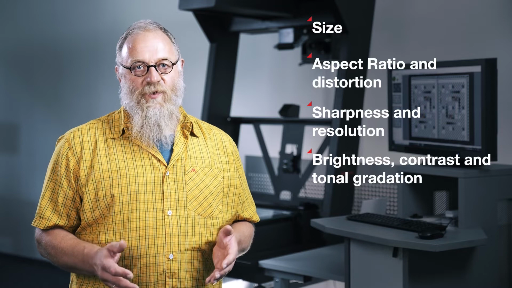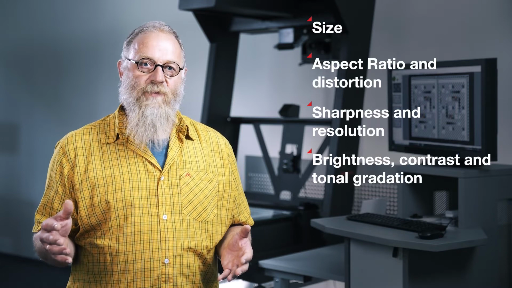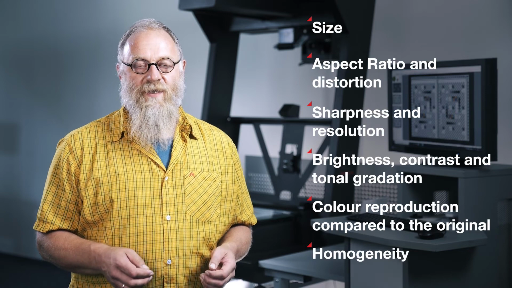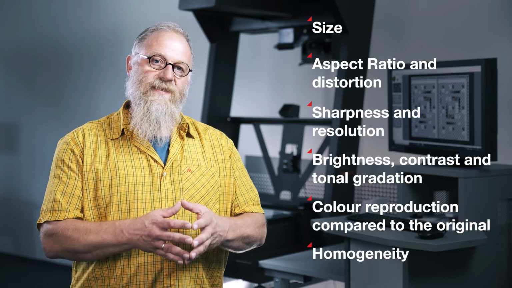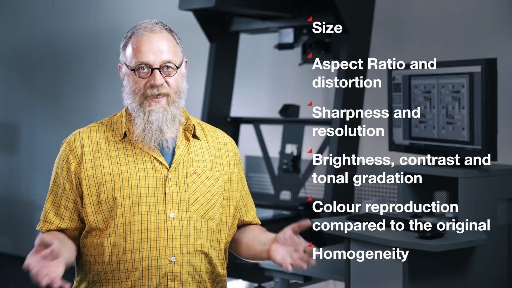Beyond that, we then have contrast and tonal gradation. The exposure must be correct. The tonal gradation, that is, the grey levels in the original, must correspond to the natural reproduction, and based on this, the colour reproduction can also be rated. This must also correspond to human perception. And last but not least, we have homogeneity. Homogeneity means that the aforementioned properties, the uniformity of the reproduction over the entire image, is given.